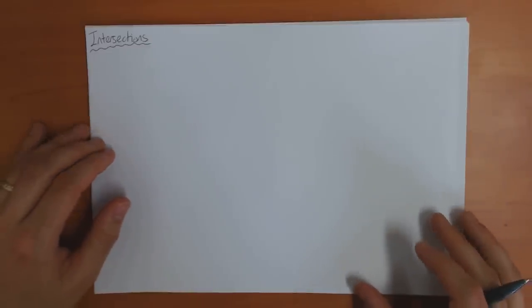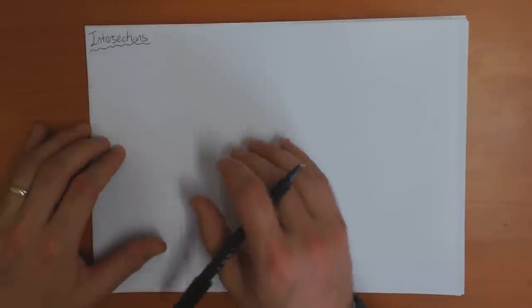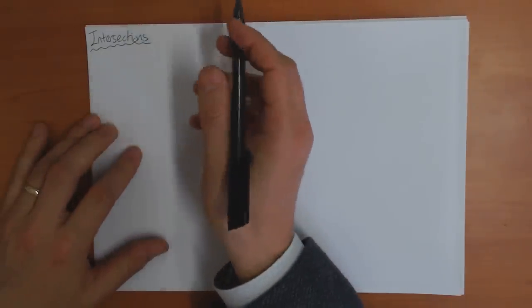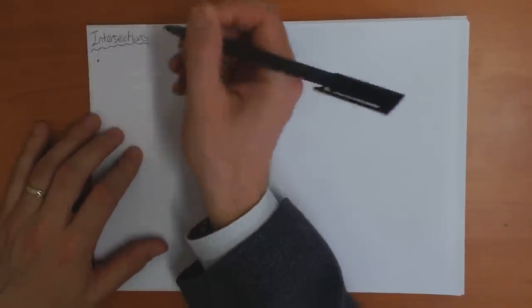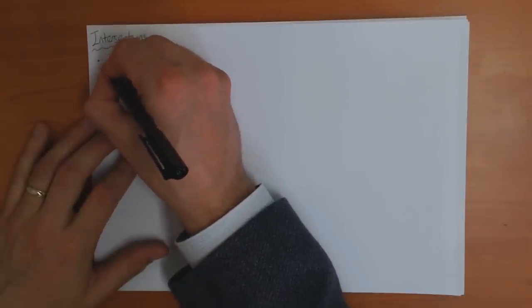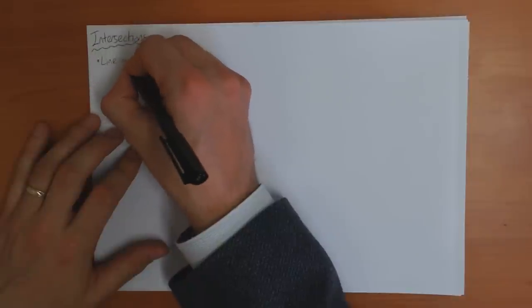Okay, a final application of vectors looking at points, lines, and planes is the idea of intersections. Let me explain what this means. We can talk about the intersection of a line and a plane.